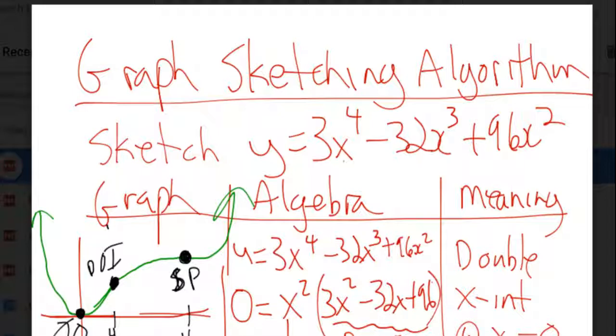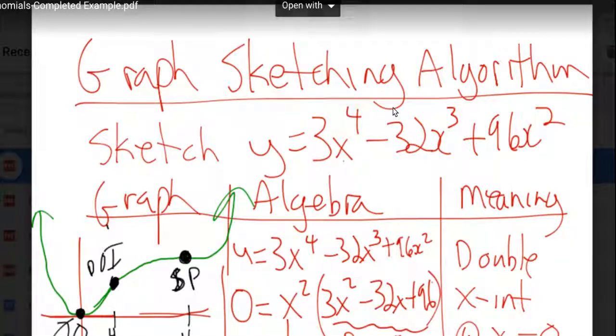I'm going to go over the graph sketching algorithm for polynomial functions using calculus techniques. This is a completed graph sketch that I'm going to go over with you, and hopefully you can see the arrow there, the mouse pointer, which I'll use to define what we're doing.